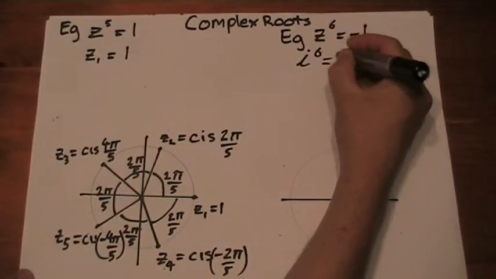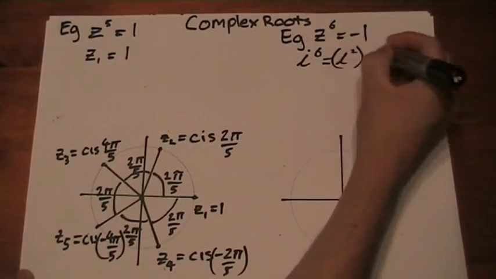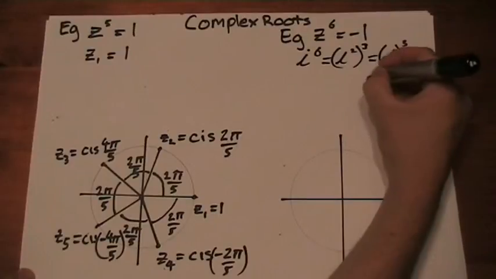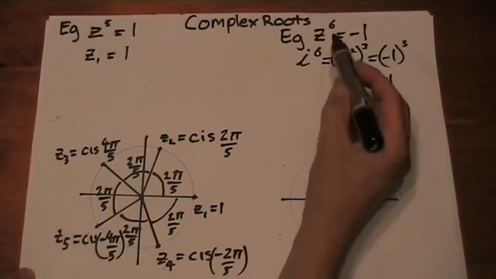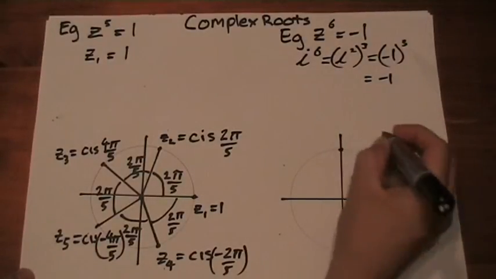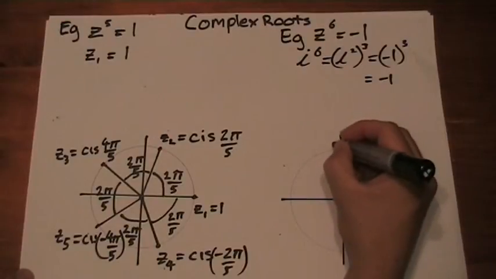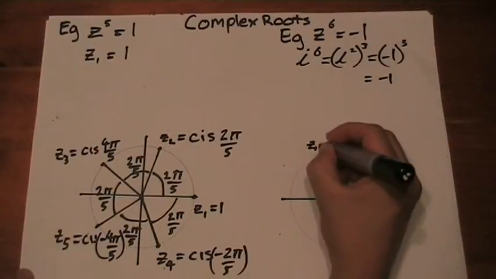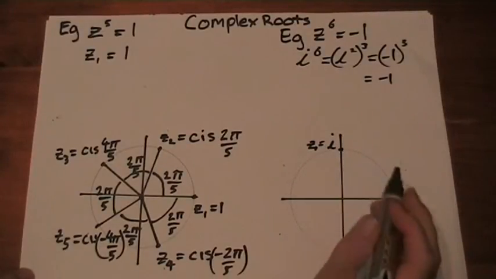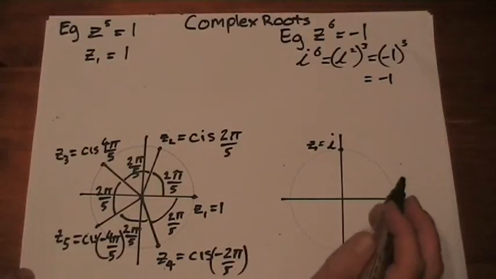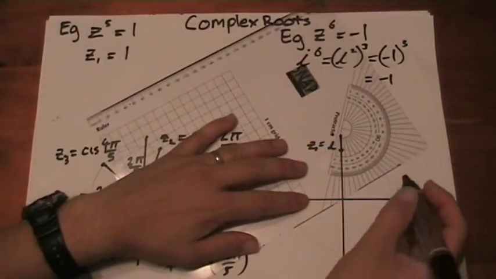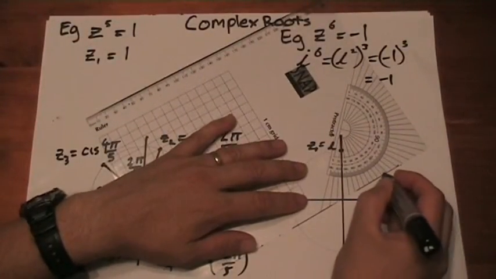i to the 6, that's i squared all cubed, which is negative 1 cubed, which is negative 1. So hence z equals i is our first solution. We'll place that here as i, and we'll call that z1. Now again, these roots are going to be equally spaced around the Argand diagram. Being z to the 6, we're looking for 6 roots. So again, starting from i, we'll divide the circle up into 6 equal spacings.